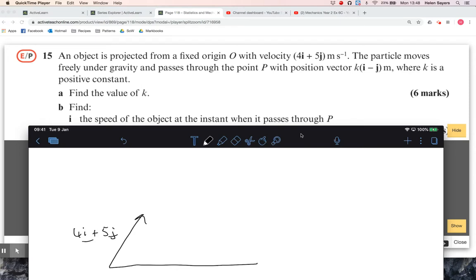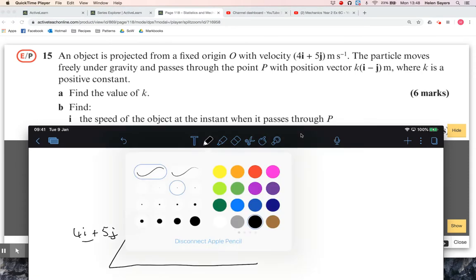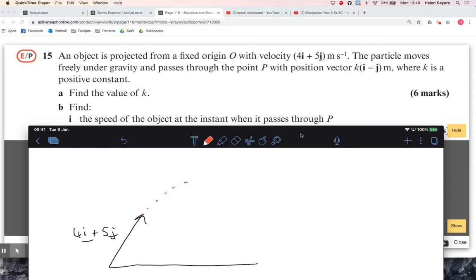And the particle moves freely under gravity, passes through point P with a position vector ki minus j. Okay, so what's going to happen? If it's moving under gravity, it's going to carry on going up for a little bit and then eventually come down. And if it's at the position vector k, obviously we don't know k, that's what we're going to find. But if k is positive, at this point they're describing, it's at ki minus kj.